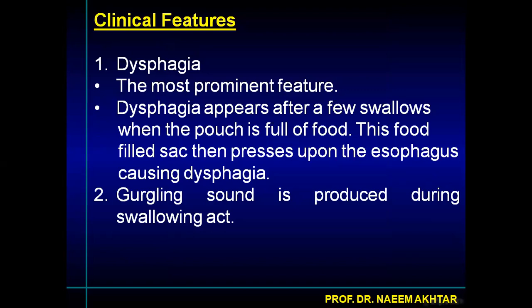Clinical features. Dysphagia. This is the most important and prominent feature of pharyngeal pouch. Dysphagia appears after a few swallows when the pouch is full of food. This food-filled sac then presses upon the esophagus, causing dysphagia. Then gurgling sound is produced during swallowing act, which even can be heard by the patient himself.